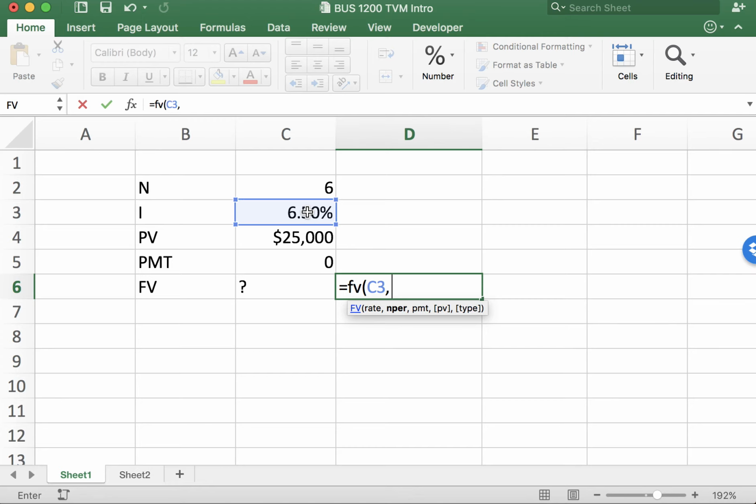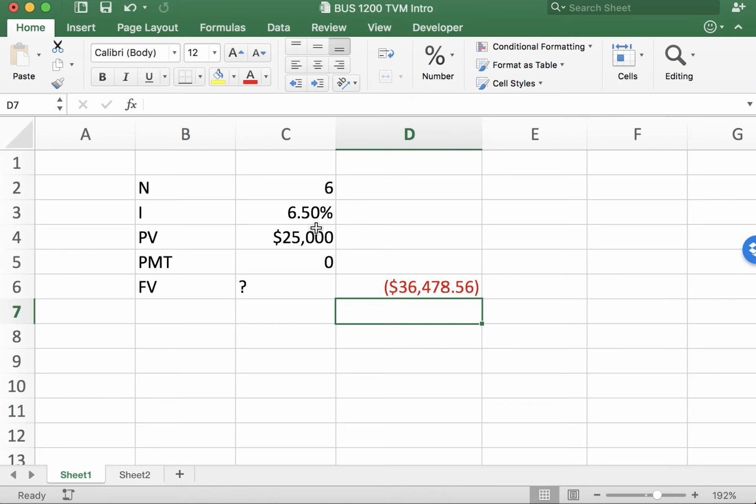And so we hit a comma, and it goes bold to n per, and n per we know is n. So we hit C2, and we get a comma, and then payment is 0, and we got C5, we get comma, and then PV in this case is 25,000, and then type we said we could ignore, so we're going to ignore type. We don't need to put that in the equation, and we hit end parentheses, and that's our equation. Our equation now is equals future value, whatever's in C3, C2, C5, C4 will give us the answer, and so we hit enter.